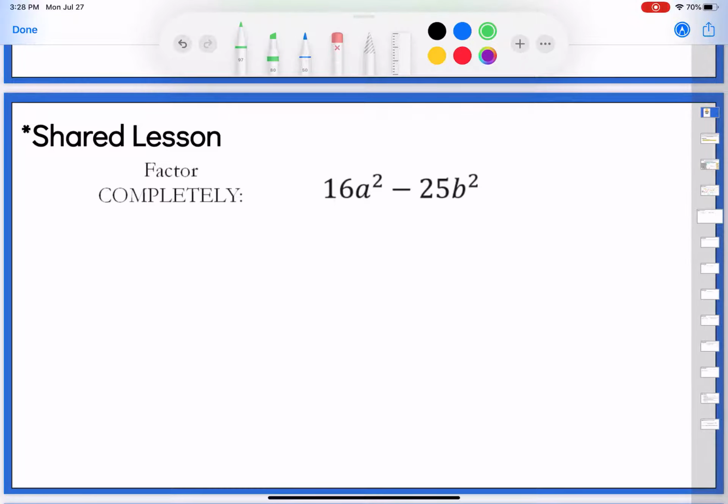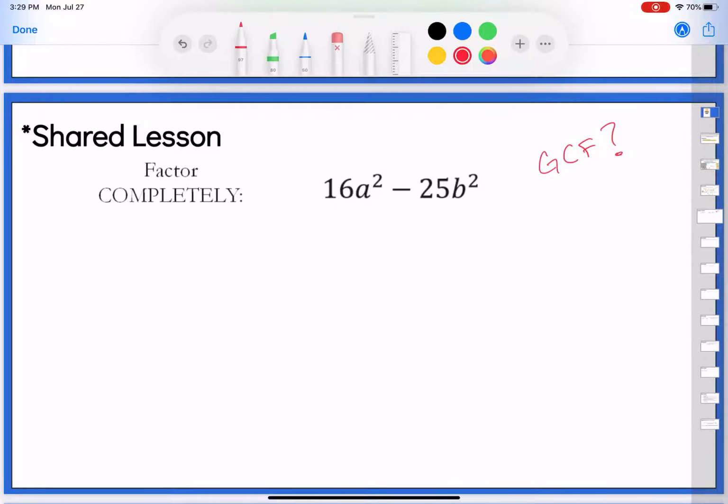All right, so when I look at this, I see two terms. First thing I always want to look for is a GCF. Let's see, 16 and 25. 4, 5, 2, no, it doesn't look like it. A squared, B squared, my two variables are different, so no GCF for us here. So if I have two terms, my method for factoring two terms other than GCF was dots. The difference of two squares.